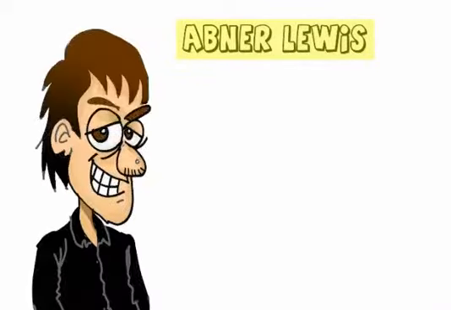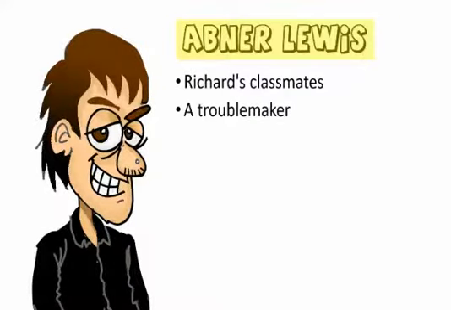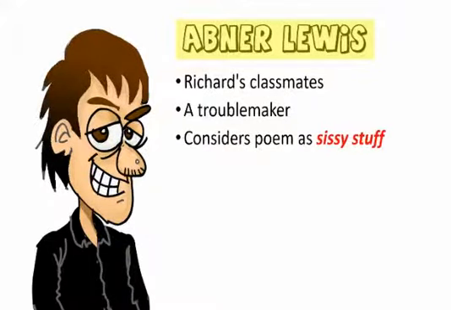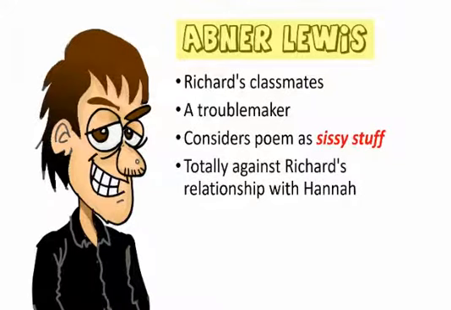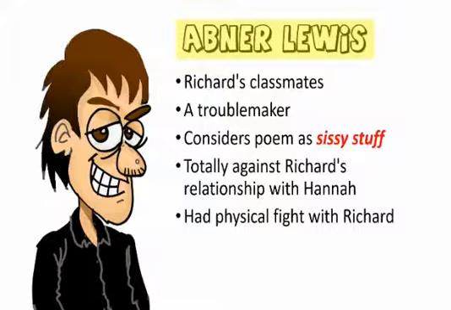Okay, next we have Abner Lewis. Abner Lewis is the bad guy in the novel actually. He is Richard's classmate and he is a troublemaker together with a few of his friends. He considers a poem as sissy stuff. He is totally against Richard's relationship with Hana and he had a physical fight with Richard.